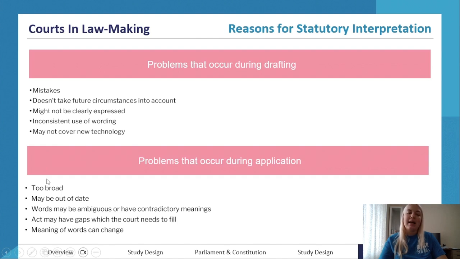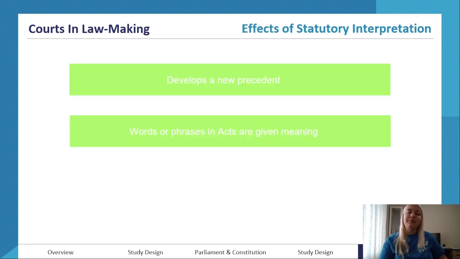Okay, now problems that occur during application include things like if the act or statute is way too broad and doesn't clearly define everything that might happen, if it is already slightly out of date, and that's why it's difficult to apply it, if words are ambiguous, meaning unclear, or have contradictory meanings, if the act has gaps, which the court needs to fill, so circumstances that were not considered when drafting the act, and even the idea that the meaning of the words can change over time. So as language progresses, if an act has been around for a long time, that same word may mean something else or something slightly different.